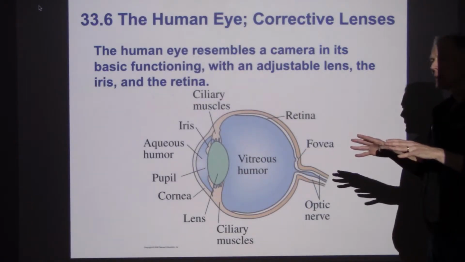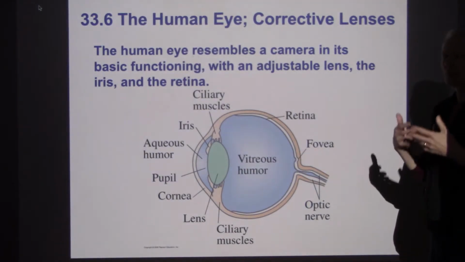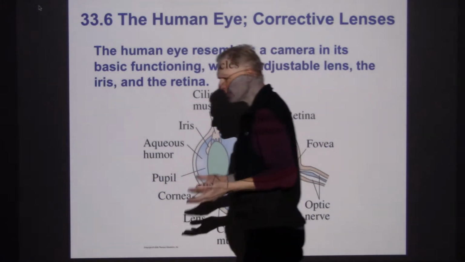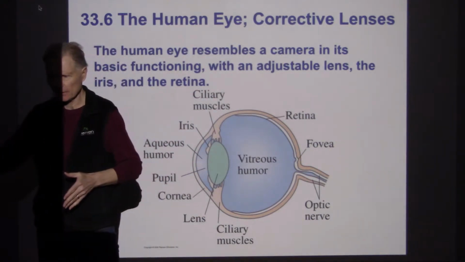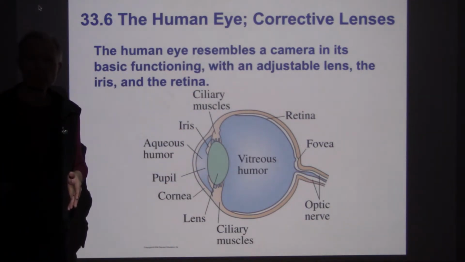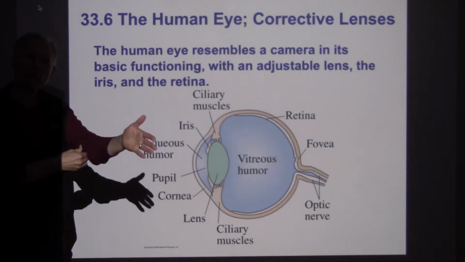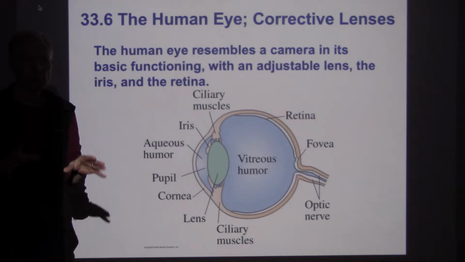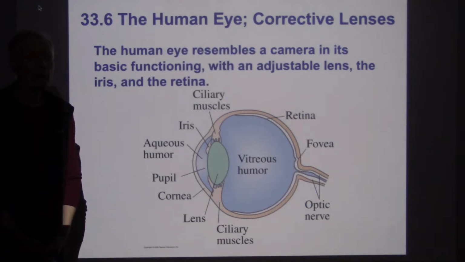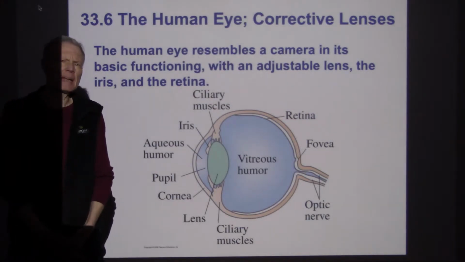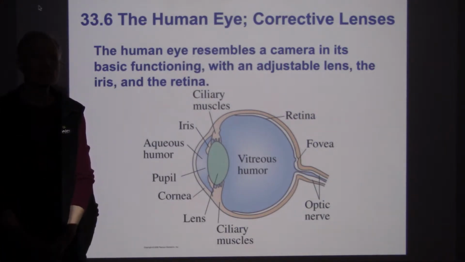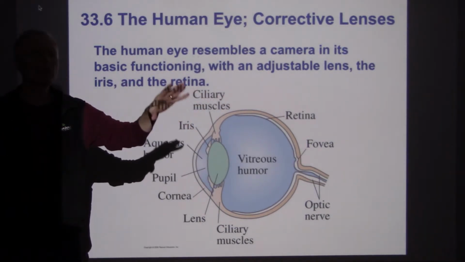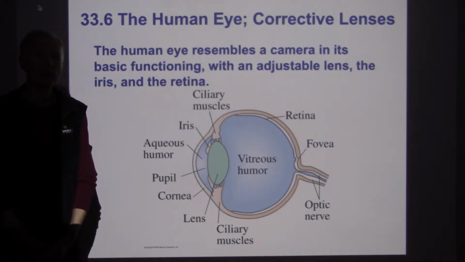The rods are able to distinguish black and white and shades of gray. The cones are distinctly sensitive to different parts of the visible spectrum. So there are cones that are sensitive to the red part of the spectrum, cones that are sensitive to the green, cones that are sensitive to the blue. And when you think about it, how many colors are you able to see? I mean, go to a paint store, right? And look at all the colors that they have, the thousands and thousands of possible colors that they can mix.